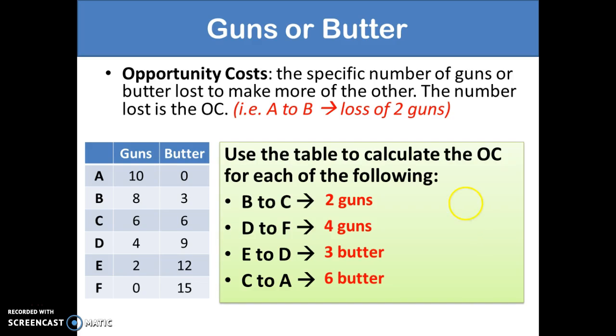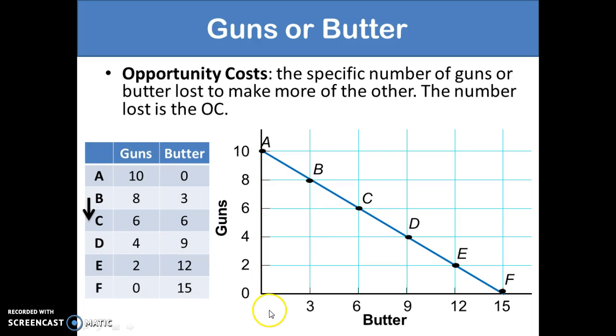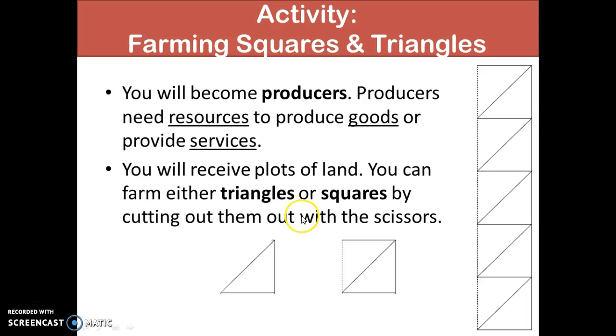So we can calculate the opportunity costs on a table, but we can also do it on a graph. So here's an example, moving from B to C, we give up 2 guns. From D to F, we give up 4 guns. To move from E to D, we give up 3 butter. And from C to A, we give up 6 butter. So what we give up is our opportunity cost.